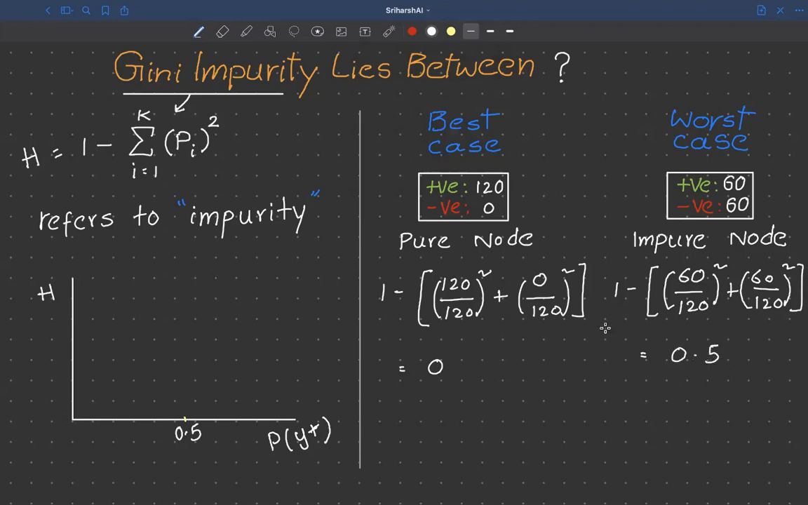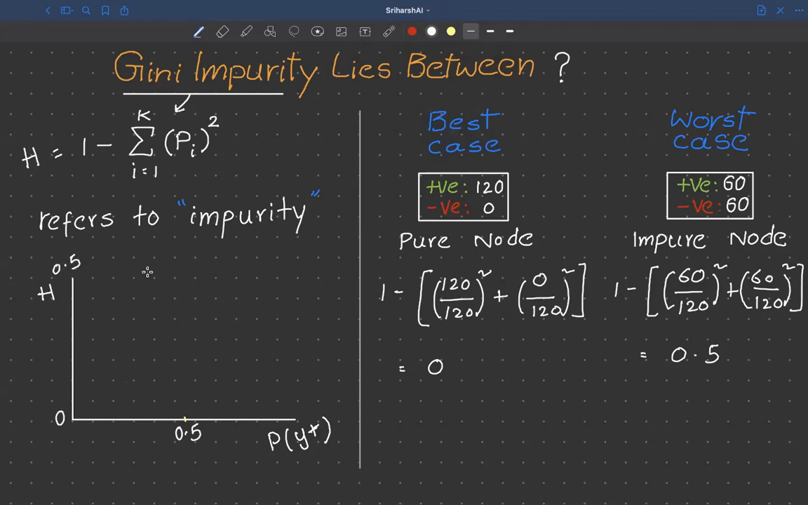In entropy, we have seen that under the best case, we got the entropy as 0, and under the worst case, we got the entropy as 1. Whereas for the Gini impurity, under the best case, it is the same, the value is 0, but for the worst case, it is 0.5. Now if we try to plot the same thing in a graph, instead of the values ranging from 0 to 1, under the Gini impurity, the values will range from 0 to 0.5.